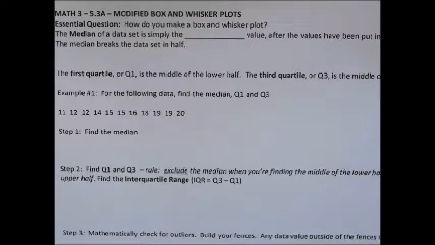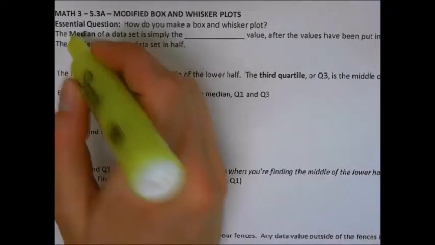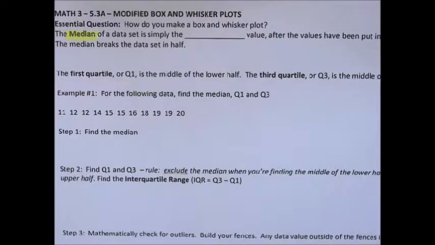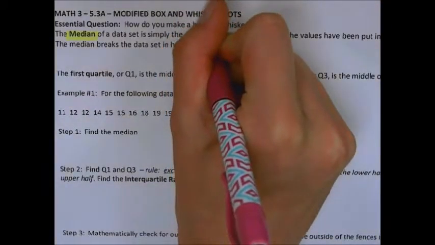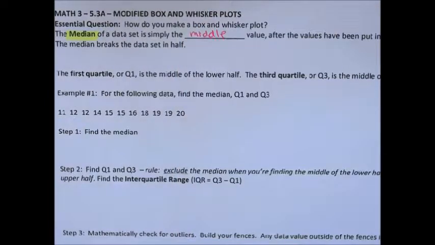Today, 5.3a, we're going to be learning about modified box and whisker plots. So the first thing we need to talk about is some definitions. Here I have the median. The median of a data set is simply the middle value.